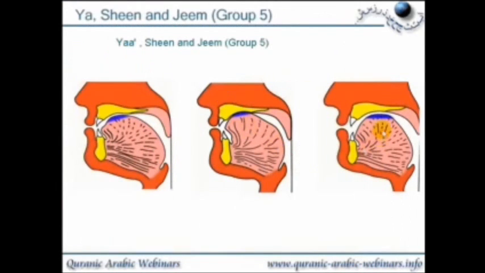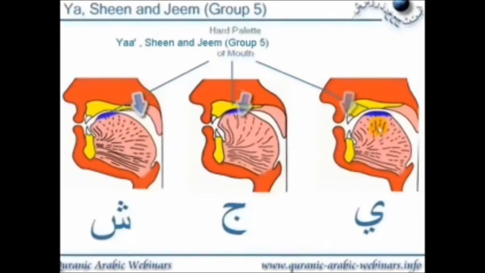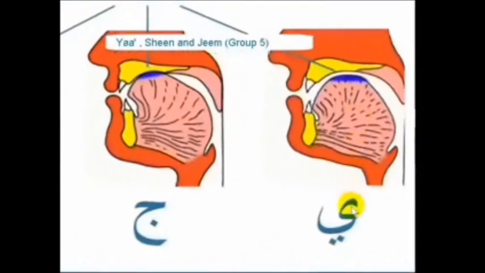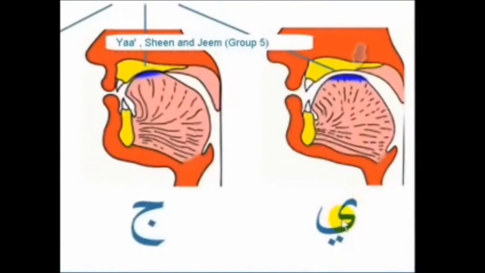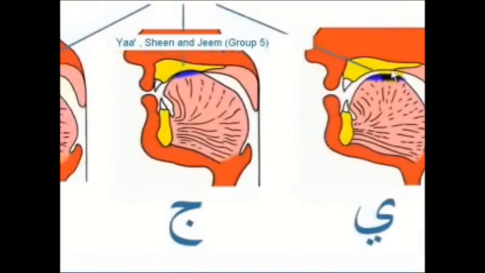Group 5 is operating where the tongue is touching the hard palate almost in the middle of the mouth. Again, there are three letters and they have slightly different positions. So we've got the letter Ya, Ya, which is almost exactly in the middle of the mouth, i.e. the middle of your tongue touching the top hard palate in the middle of your mouth.